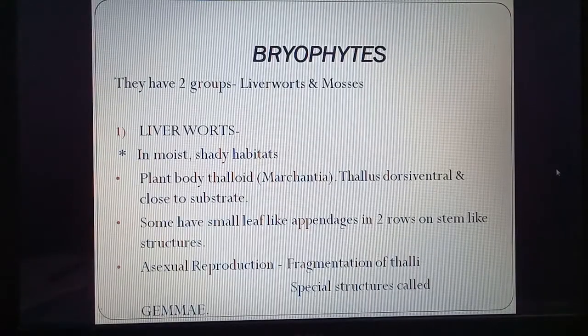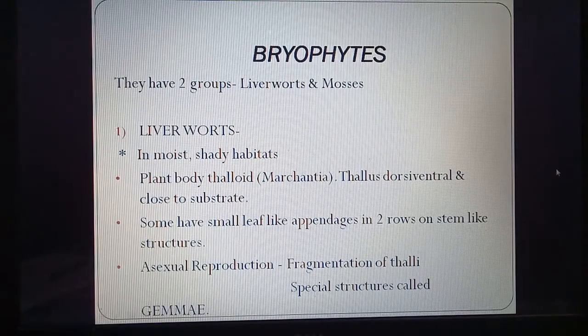So bryophytes have two groups, liverworts and mosses. Now liverworts are found in moist and shady habitats. The main body is thallus, as we just saw in Marchantia. It is dorsiventral, or flat and close to the substrate or surface. Some may have leaf-like structures in two rows on stem.